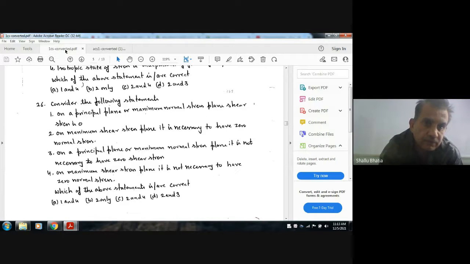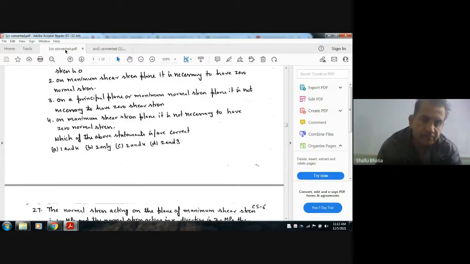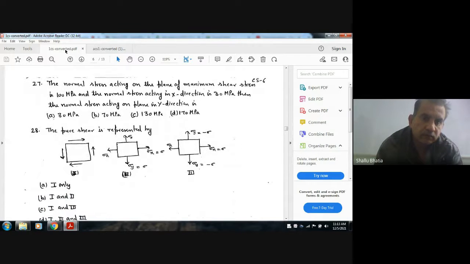Next, the normal stress acting on the plane of maximum shear stress is 100 MPa. Normal stress acting in x direction is 30 MPa. Then the normal stress acting in y direction is: option A 30 MPa, option B 70 MPa, option C 130 MPa, option D 170 MPa.